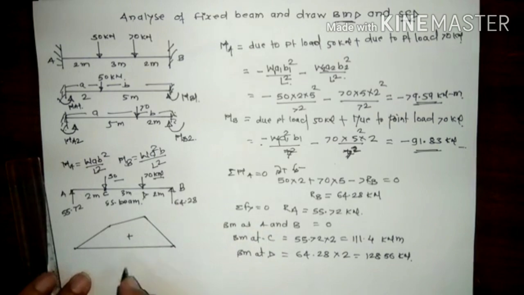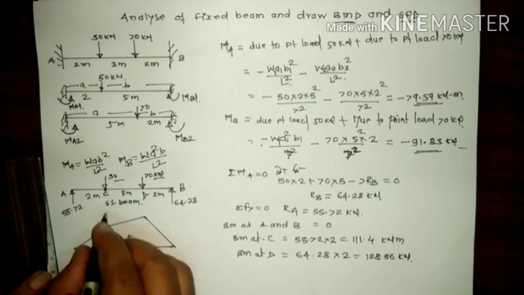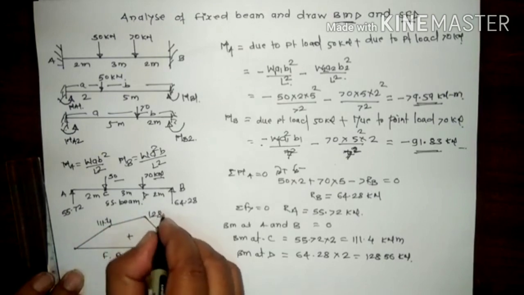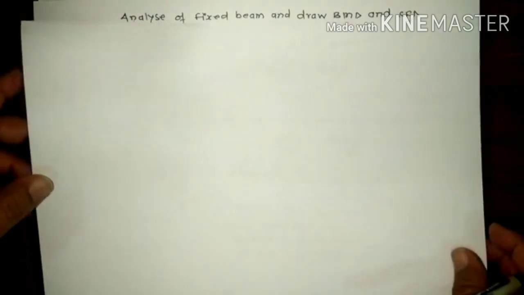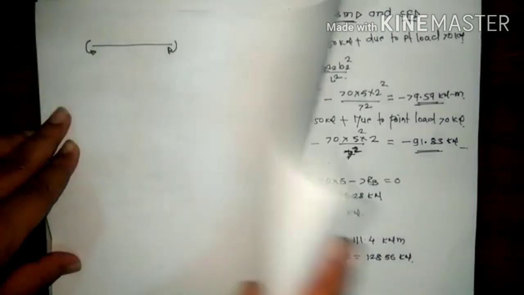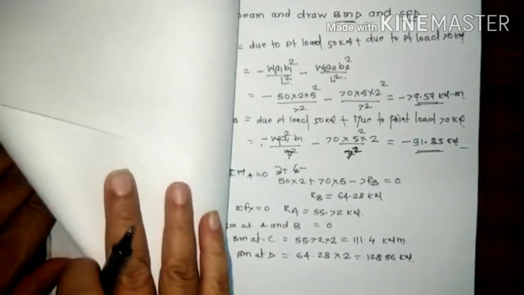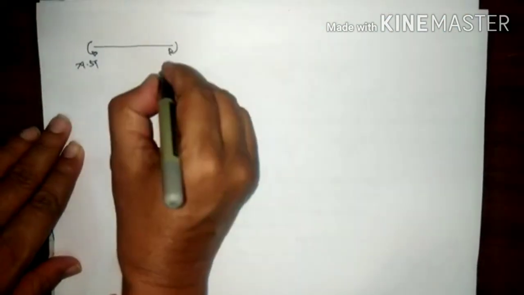So this diagram is a plus. This is called the free BMD, with values 111.4 and 128.56. Okay, now again we draw here the fixed BMD. This is the free BMD. Then the fixed BMD is what? Here it is only this moment. So how much is this? 79.59, and here it is 91.83.